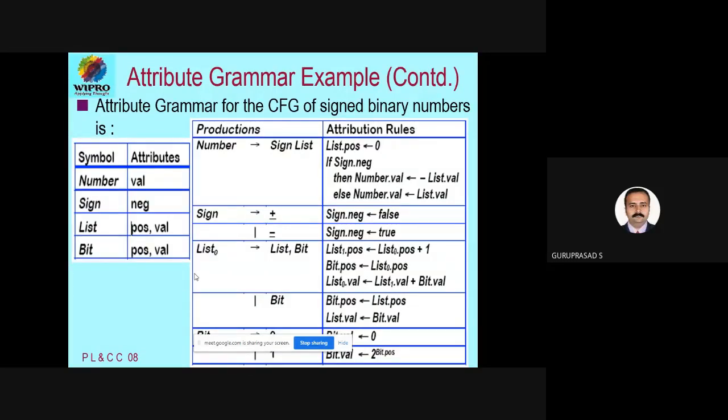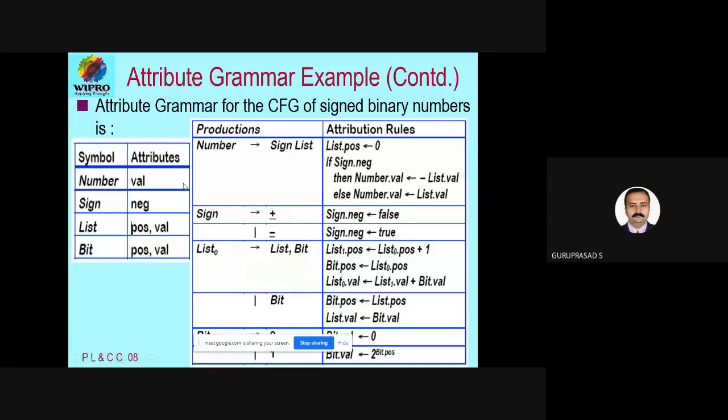And these are our semantic rules. Let's try to understand. Number is having a production, sign list. That's the production we have. Earlier, in synthesized, for each production we had only one semantic rule. But here we have more than one attribute, and we have more than one semantic rule also.